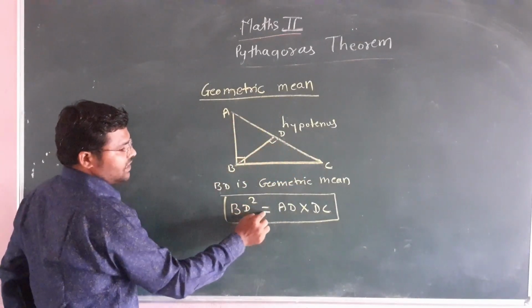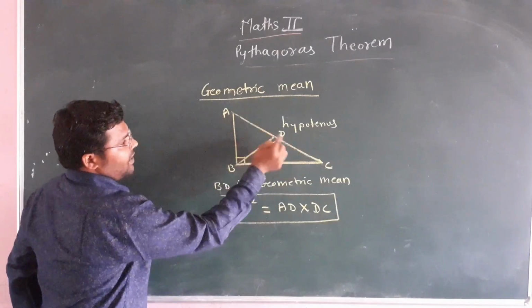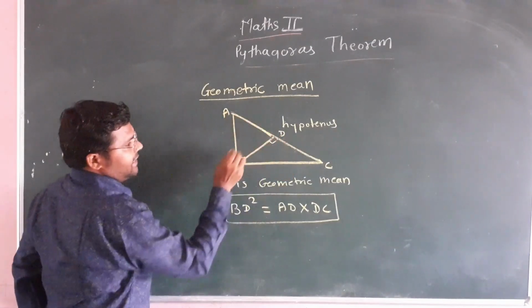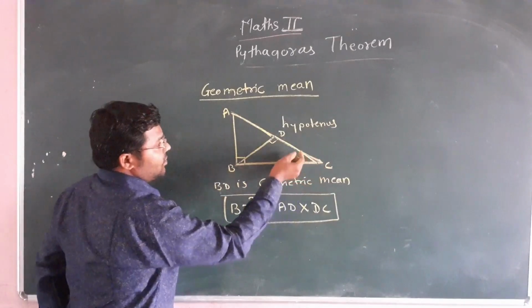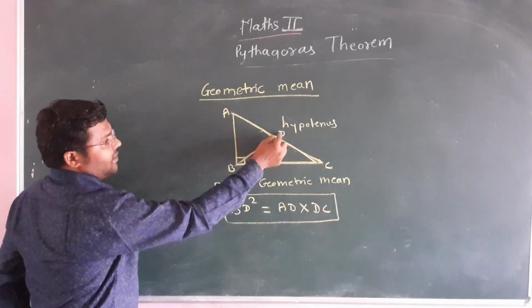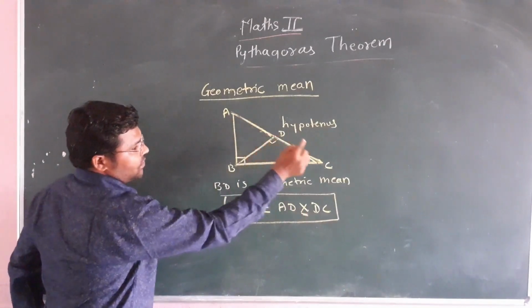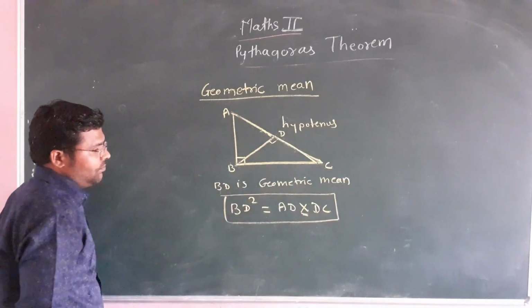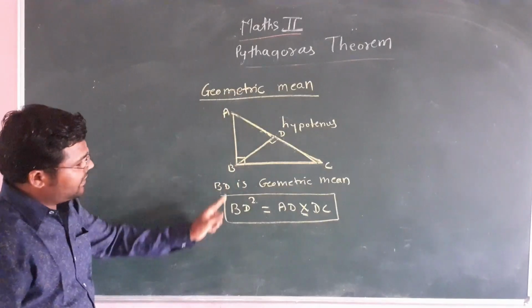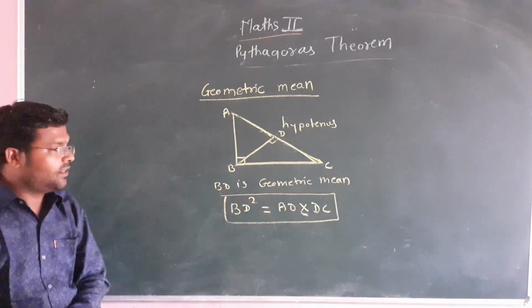So BD square is equal to the product of the two parts of the hypotenuse. Which two parts? AD and DC. Product means multiplication. So AD into DC is equal to BD square. That is the theorem of geometric mean. Look at the board.